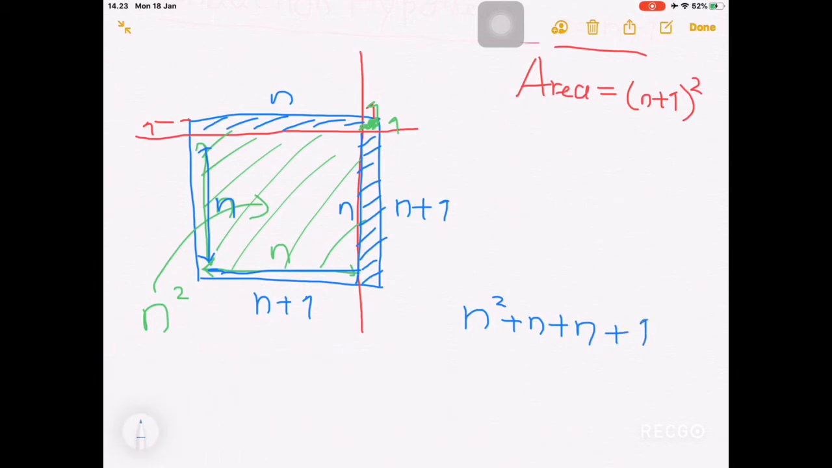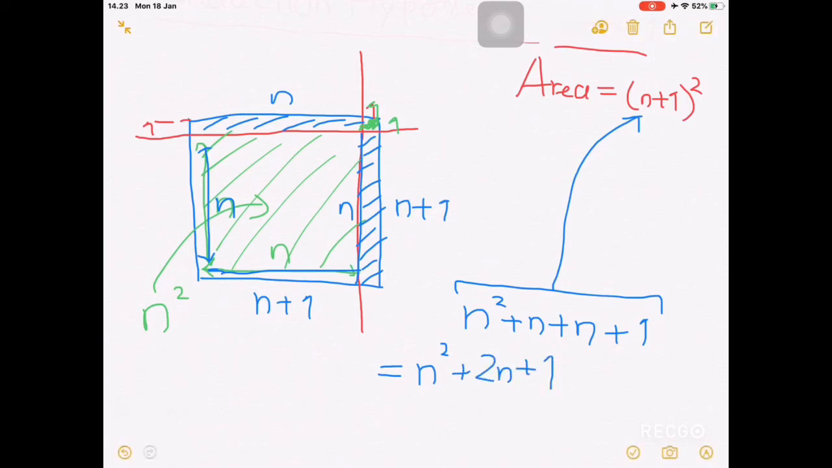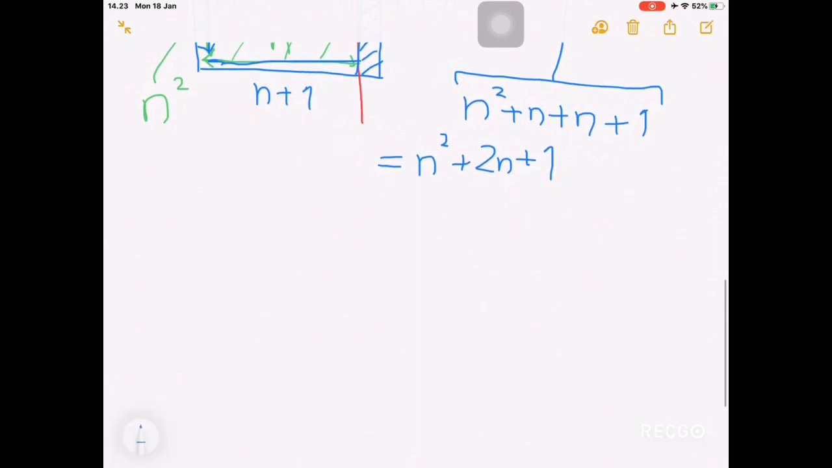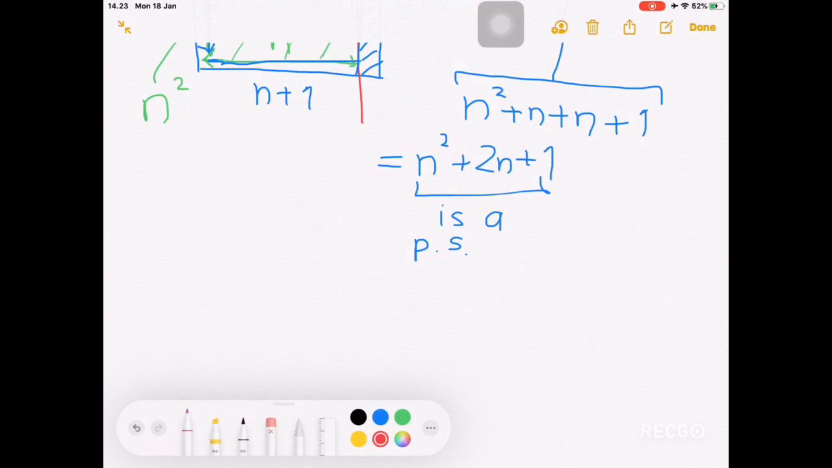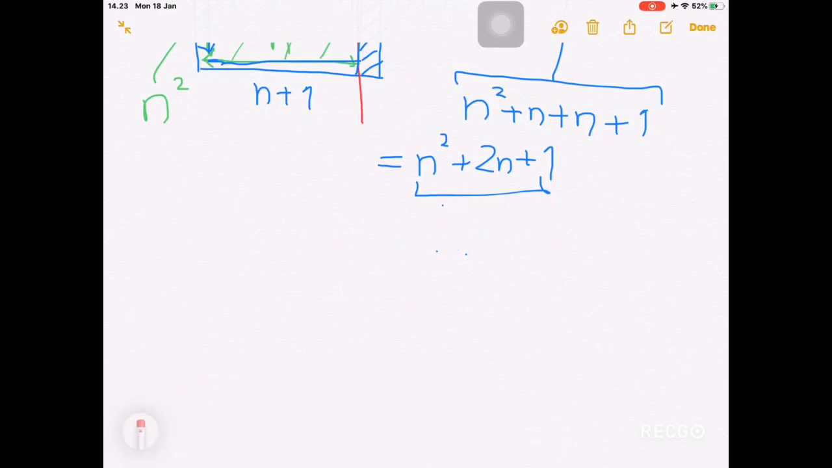So what we'll do is we need to ensure this is equal to our original assumption of our area. Notice that we can combine like terms right here. So we have n squared, n plus n is 2n, plus 1. You might not know what to do at this point, but notice that this expression is a perfect square. I'll write PS for perfect square right there. I'll erase this because I need some space.